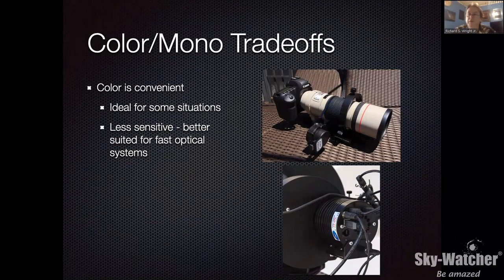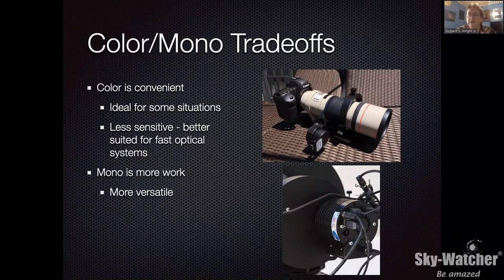But if you're shooting color photos of the moon, there's no point using a monochrome camera with filters. There's no doubt mono is more work. And this is really the trade-off. You're going to do more work in post-processing with a mono camera and a filter wheel, but you will have better data to work with. So what's more important to you?